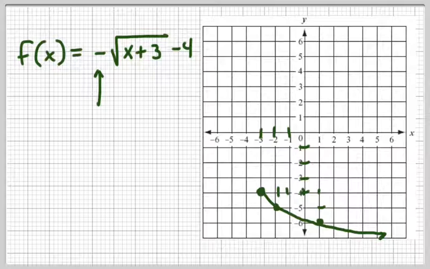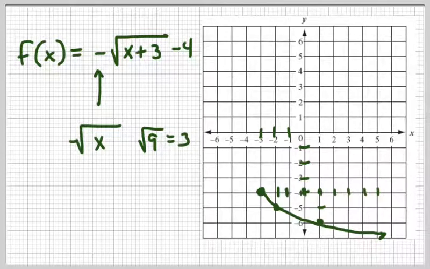Let's do 9. We can go 9 steps. Remember, our base function is root x, so the square root of 9 equals 3. So if we go 9 steps, we go down 3. So it goes through that point. And there's that one.